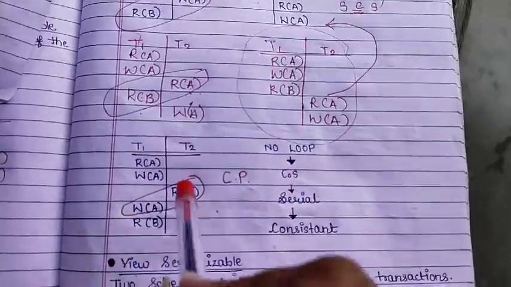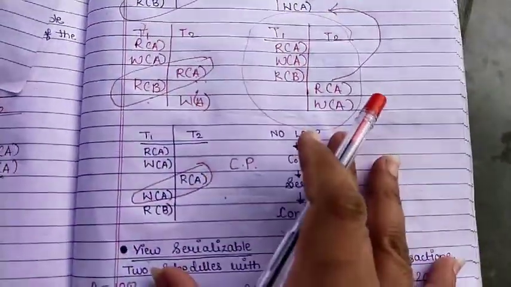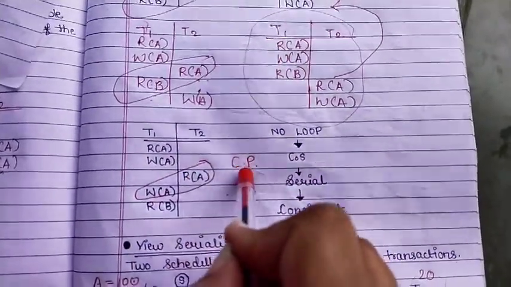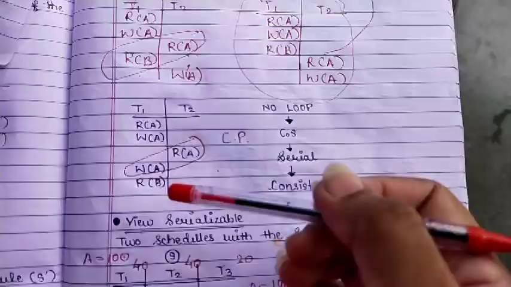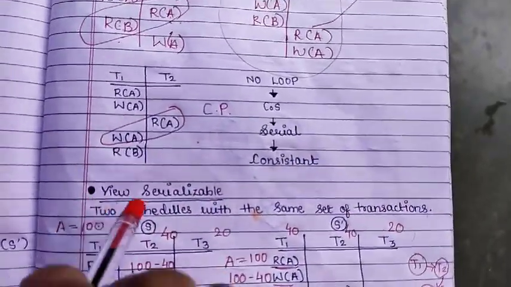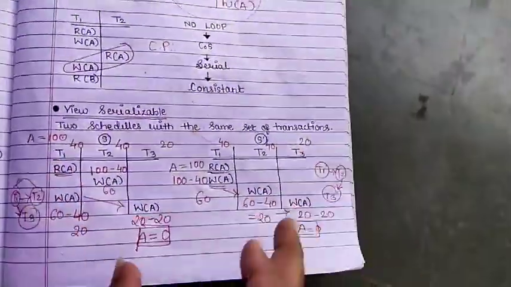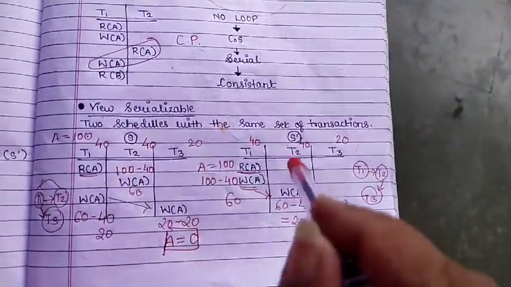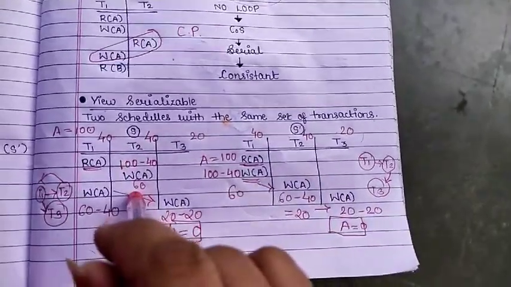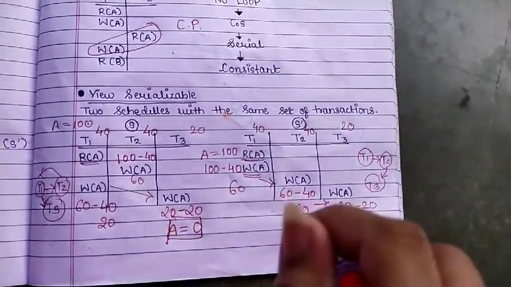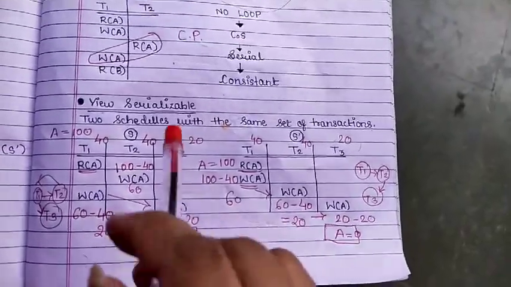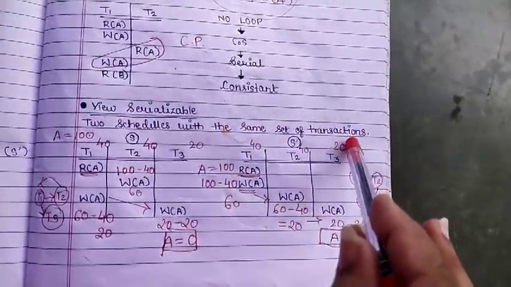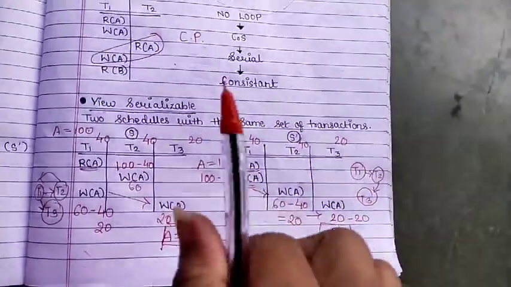Now what is next? If the two pairs are in a conflict pair, to solve this problem we have another type of serializability, that is view serializable. In this, we see that one schedule is in serial form and one is in parallel form, but the output of both schedules is the same, right? So the definition of view serializable is two schedules with the same set of transactions. Okay, understood? Thank you. Bye bye.